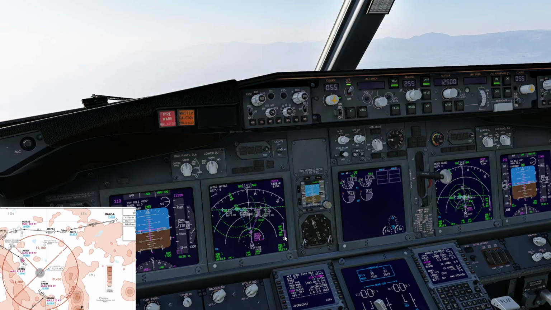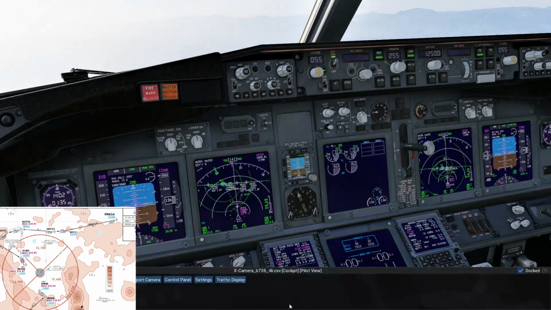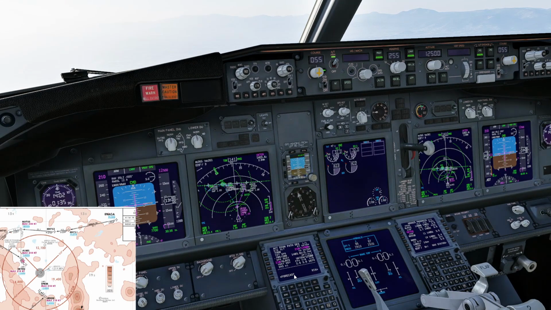Look at the VNAV profile. That's okay at the moment. VNAV speed. We don't yet have the message on there, drag required. However, if that don't sort itself out in a minute, I'm going to get the speed brake out. Let's dial in the missed approach altitude. I'm not saying that's realistic to do.